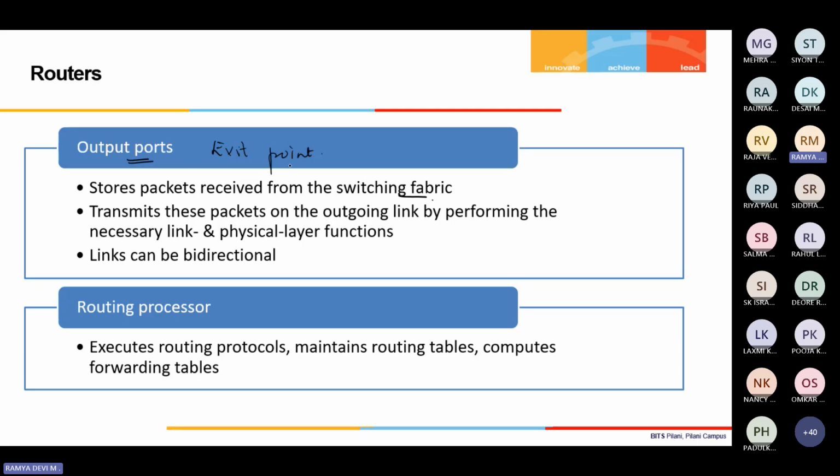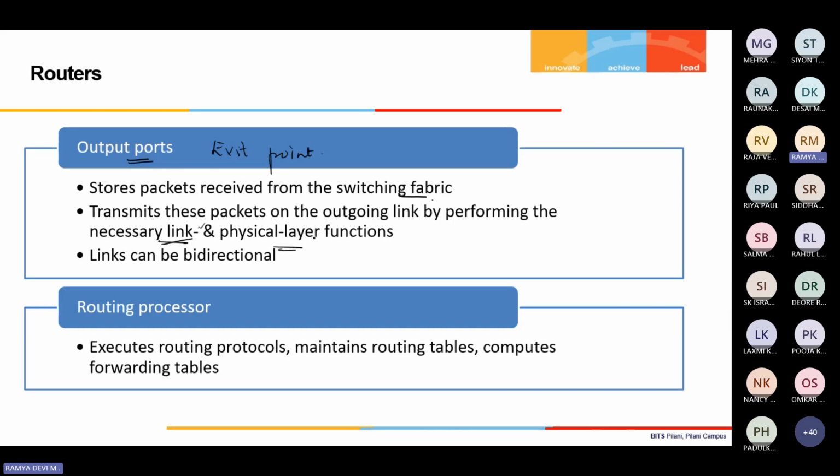The link layer and also physical layer functions will be performed to prepare the packet for the outgoing link. This will include framing, error detection, and modulation. The data link layer will be using framing and taking care of error correction. If certain modulations are required, that will be taken care of by the physical layer.